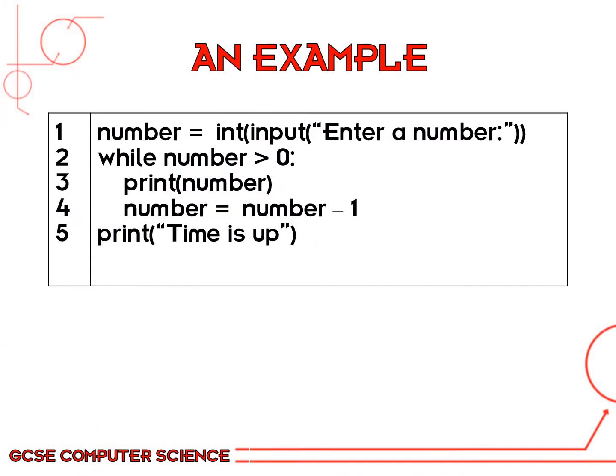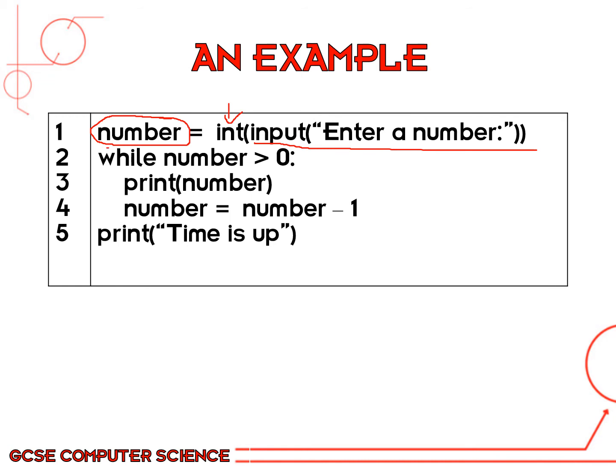So let's look at an example without any visual context. This is what you're more likely to get in the exam. This is a little mini Python program. It declares a variable called number, and we're setting it as an integer, and it's going to be an input, so we've got to wait for some sort of input from the user.